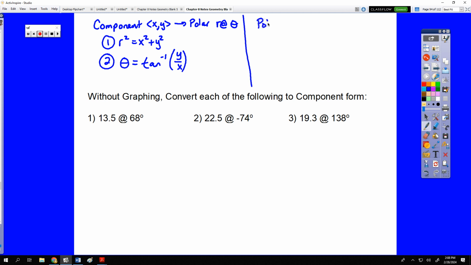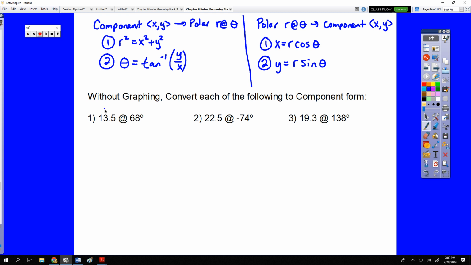Now to go from polar, again that's r at theta, to component is actually significantly easier because it is a straight substitution. X is always r times the cosine of theta, and y is always r times the sine of theta. And there'll be a lot more explanation of that in your trigonometry course down the road. So with these problems here, we're just using a calculator. We are given an r and a theta.